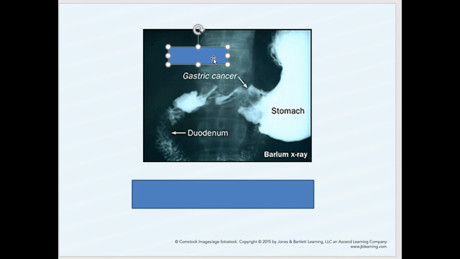This is a cool x-ray. You could see that gastric cancer has caused a blockage that is not allowing food to go through the pyloric region and get into the duodenum. And that's showing that with this contrast medium for this patient.